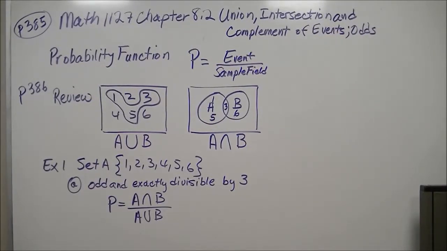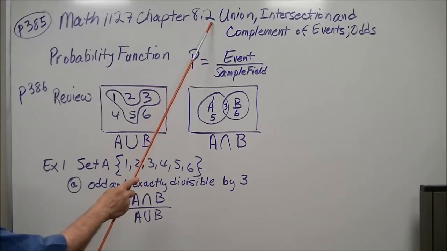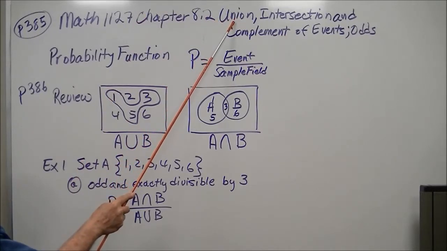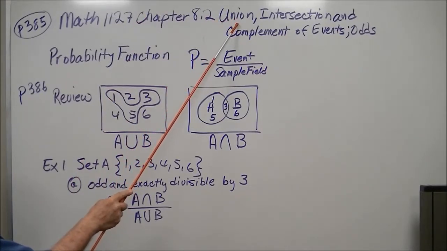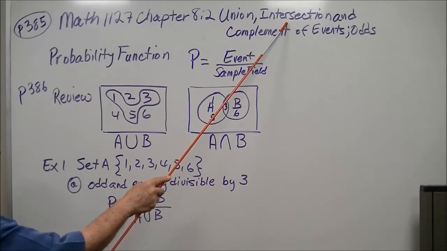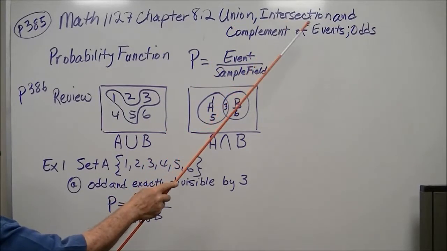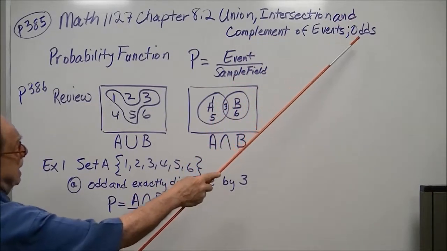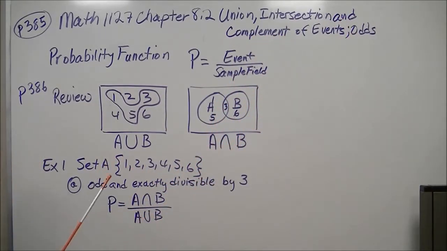We're going on to topic 2 of chapter 8 in Math 1127, which deals with union. Remember, the key word for union is "or." Intersection, the key word is "and," and then complement of events and odds. And this is on page 385 in your textbook.